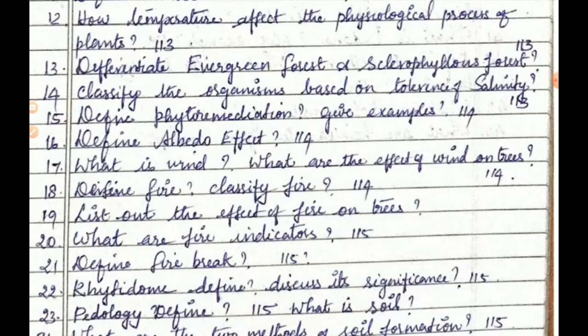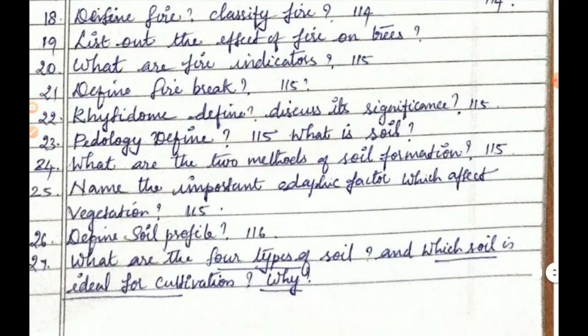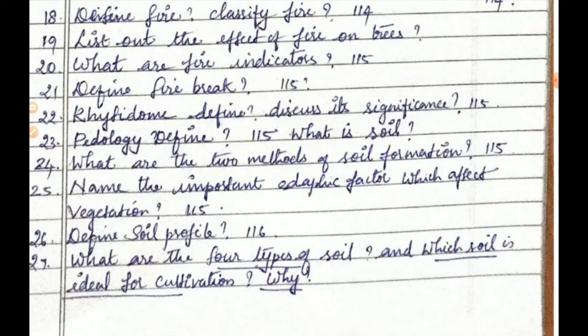Ground fire, which is flameless and subterranean. Surface fire, which consumes herbs and shrubs. Crown fire, which burns the forest canopy. Close the bracket. The next is the 19th question. List out the effect of fire on trees. Answer is given in page number, effect of fire on trees.